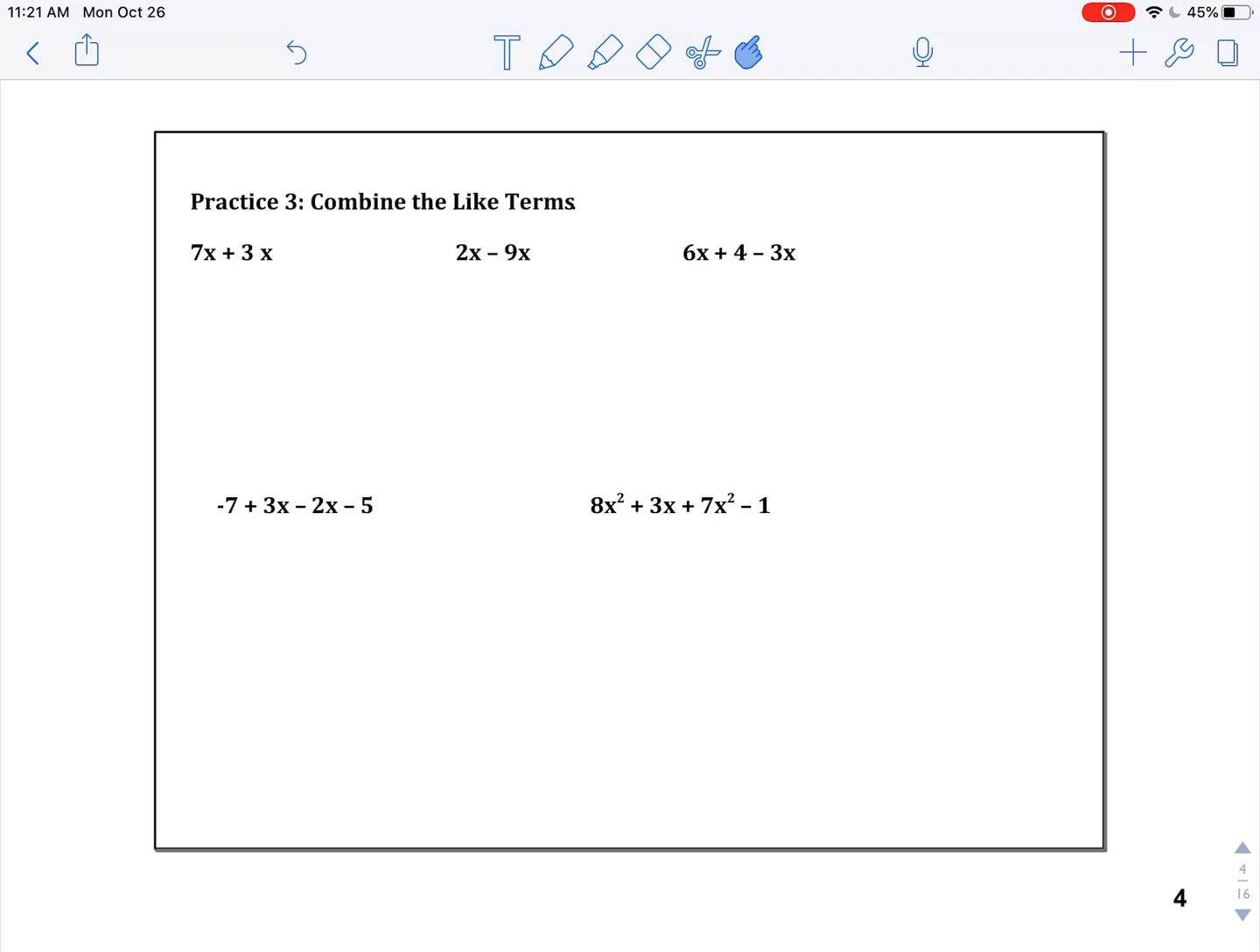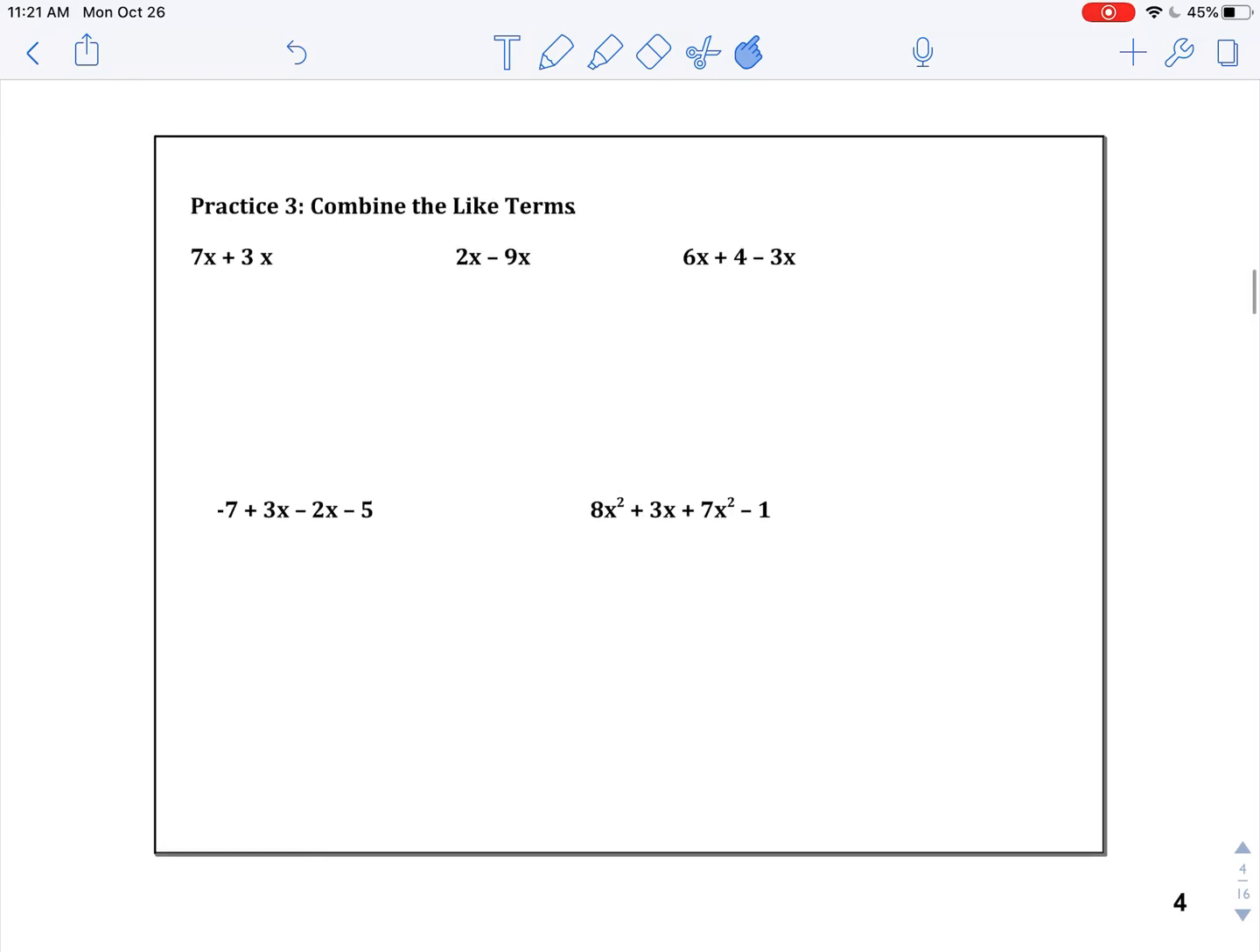All right, for your first one, we have 7x plus 3x. 7x and 3x are like terms. Add them, we get 10x. Next, 2x minus 9x. We have a 2x and a negative 9x, so we're going to do 2 plus negative 9, which gives me negative 7x.